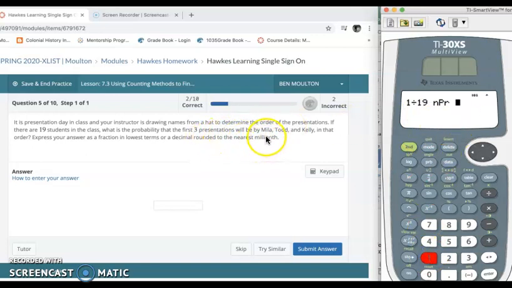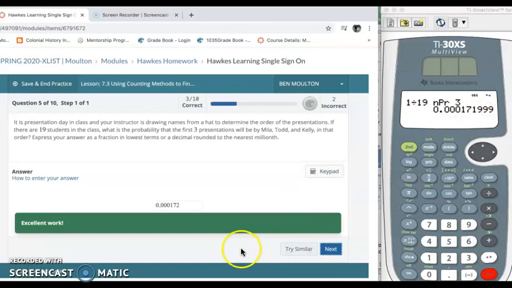Order matters because the first one's by Mila, and then Todd, and then Kelly. I mean, they're specific about how they want this to be. That's how I'm seeing this. We'll see if I'm right. We're choosing 3. Hit enter. And we went to the nearest millionth, so I'll enter my answer. 0 point, let's see, we've got the tenths, hundredths, thousandths, 10,000ths, 100,000ths. Millionths is next, but I need to write a 2 because that 9 is rounding this guy up to a 2. Let's see if we're right. Oh, we're killing it, guys.